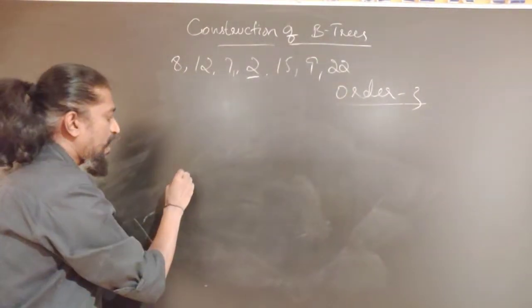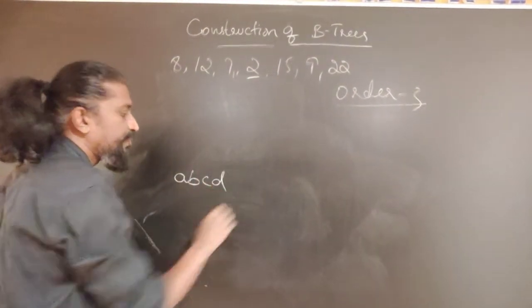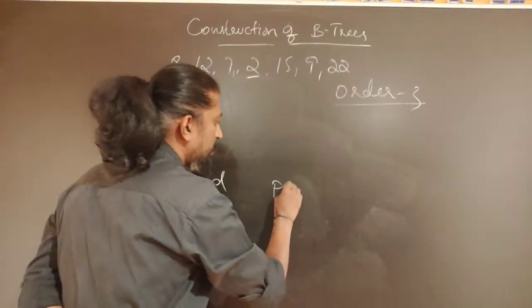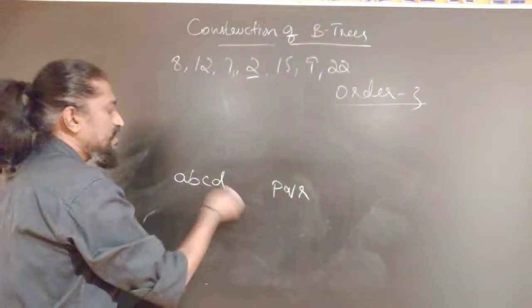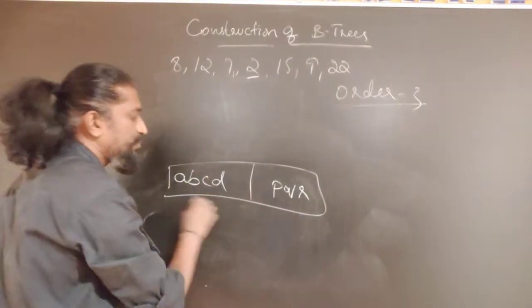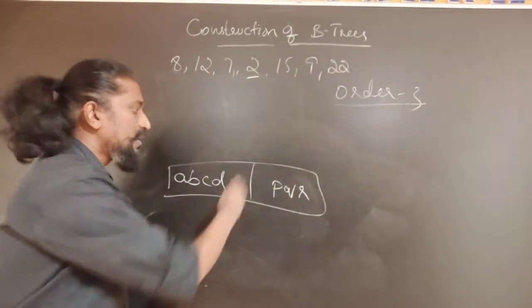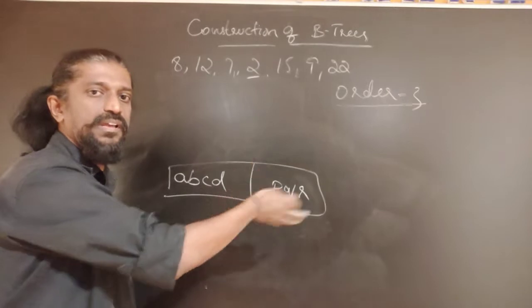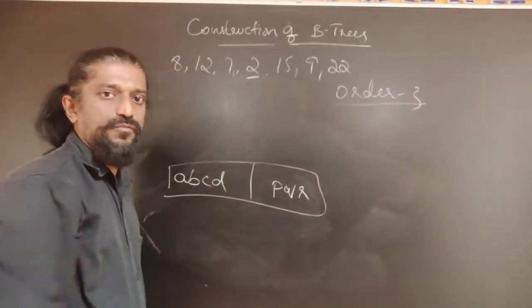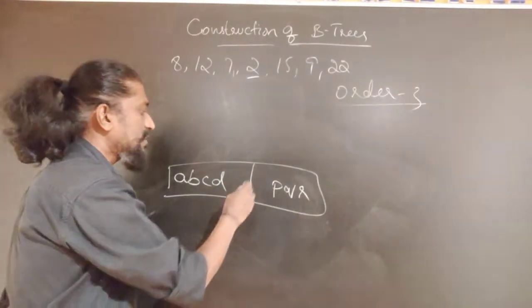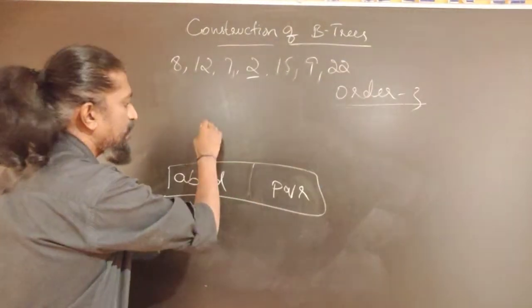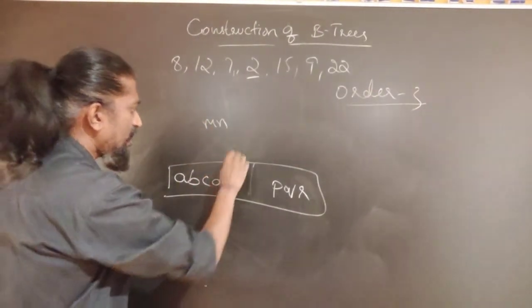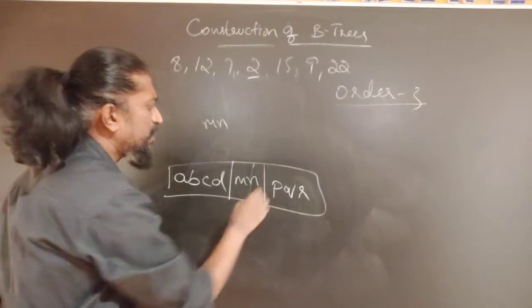Say suppose you have a key ABCD, and another key PQR, then we can just keep inserting these keys into the node of a B tree depending upon the order, and we can keep splitting and doing various operations of the B tree. Then another key is inserted, say MN, then MN gets inserted in between.